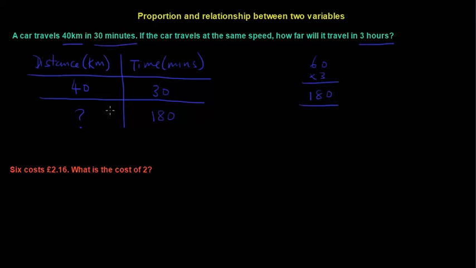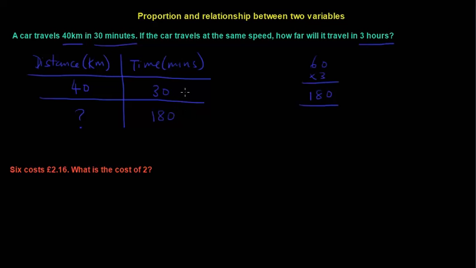Okay, so the way we'd start by doing this question is to look at the relationship between the two variables either horizontally or vertically. So what I mean by that is, looking horizontally, is there a number that I can multiply 40 to make 30 or divide 40 to make 30? And likewise, is there a number I can multiply or divide 30 to make 180? Well, in this example, the easiest way to solve this is to look at the relationship between this vertically, since I know that 30 multiplied by 6 would give me 180.